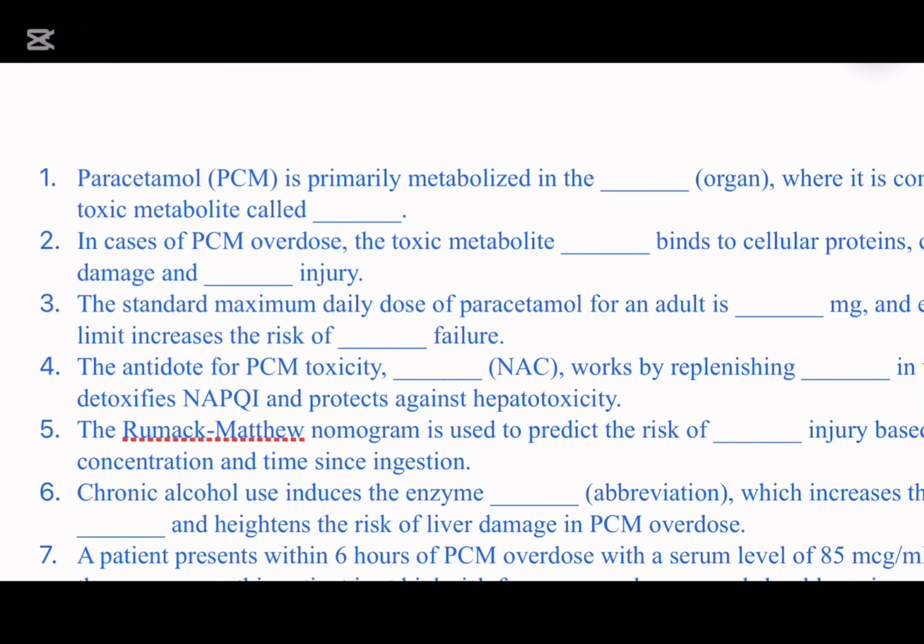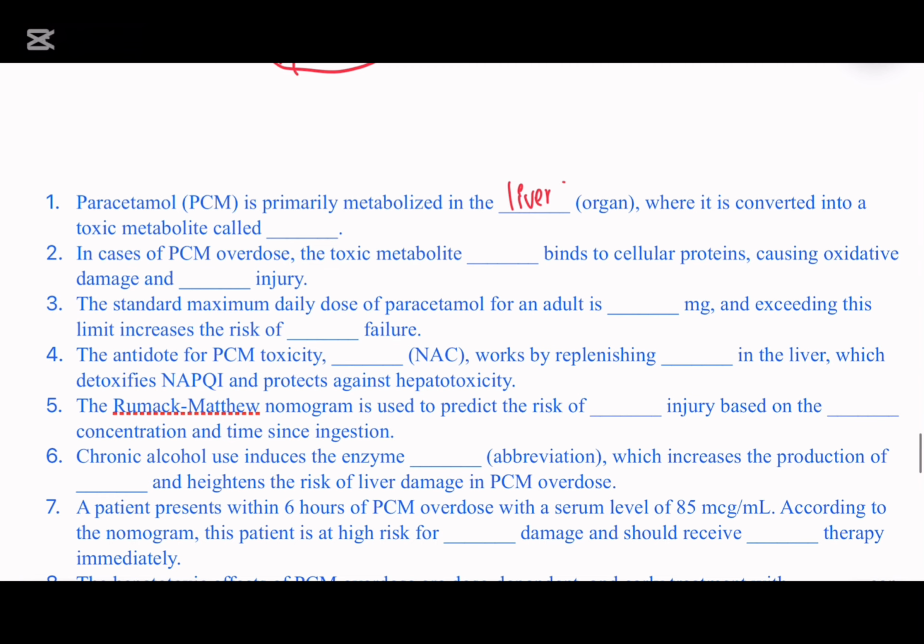Now let's see some fill in the blanks. Paracetamol is primarily metabolized in the liver, where it is converted into a toxic metabolite called NAPQI. In case of PCM overdose, the toxic metabolite NAPQI binds to cellular proteins, causing oxidative damage and liver injury. The standard maximum daily dose of paracetamol for an adult is 4000 milligram or 4 gram, and exceeding this limit increases the risk of liver failure.